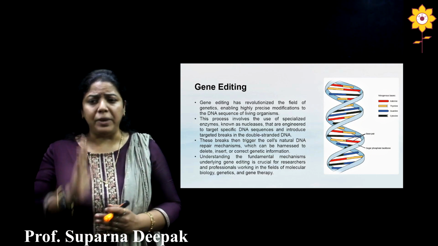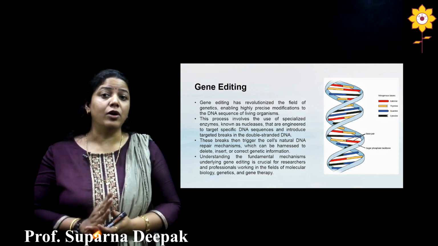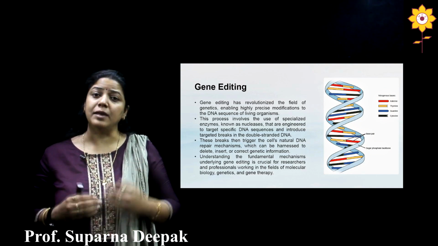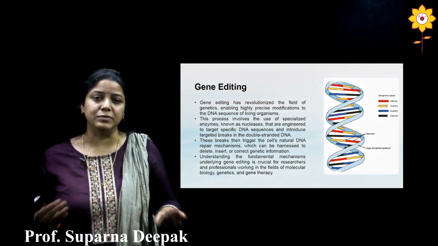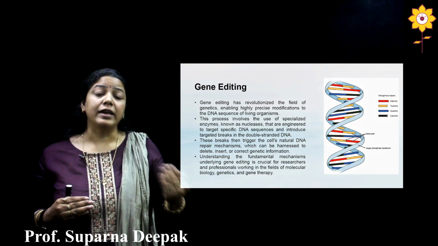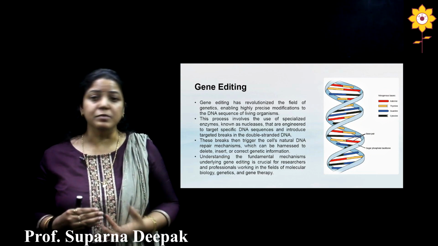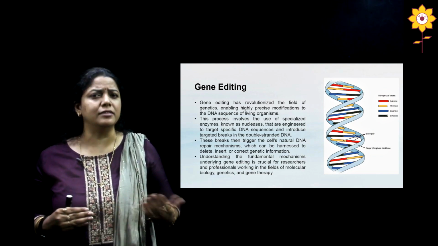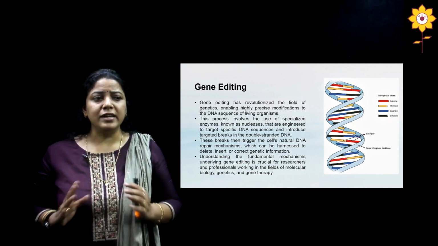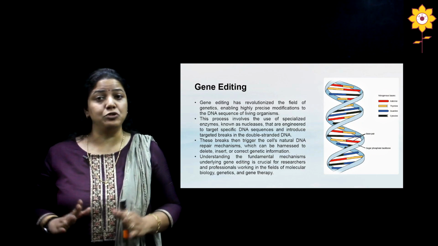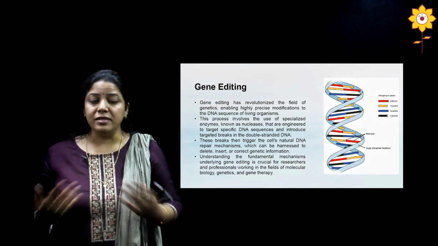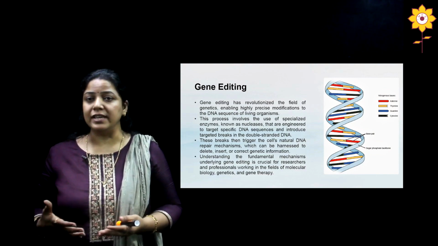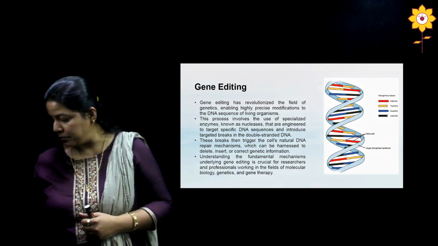So they will break the DNA, cause double-stranded breaks, and then we may insert some sequences or we may delete some sequences, for causing knockout animals, which could be useful for studying a lot of different genes and other purposes. So understanding this mechanism is very, very crucial for the researchers and the professionals in the field of molecular biology, genetics as well as gene therapy.